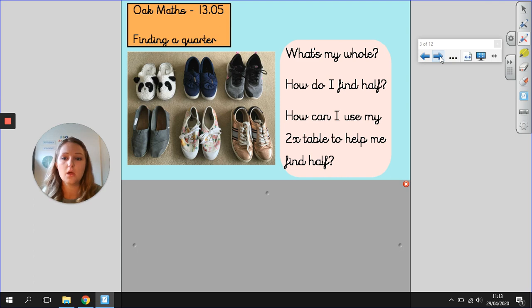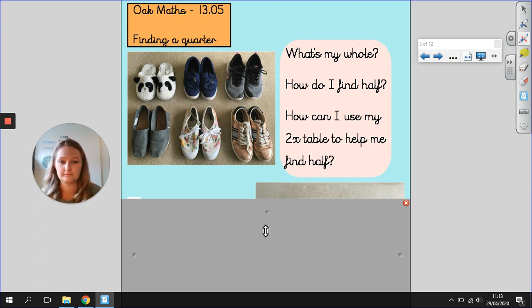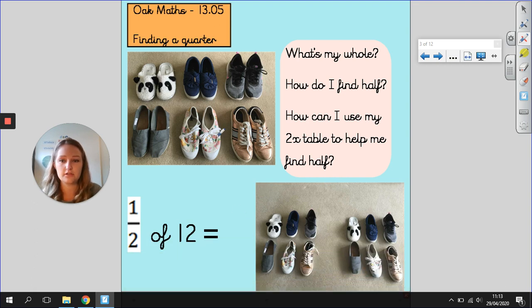Okay, so what's my whole here? What's the whole? How would I find half? How do you think I've been able to represent half? How can I use my 2 times tables to help me find half? What do you think I did with these pairs of shoes to find half? Well, this is what I did. Can you see that I split out each pair? So I made 2 equal groups.